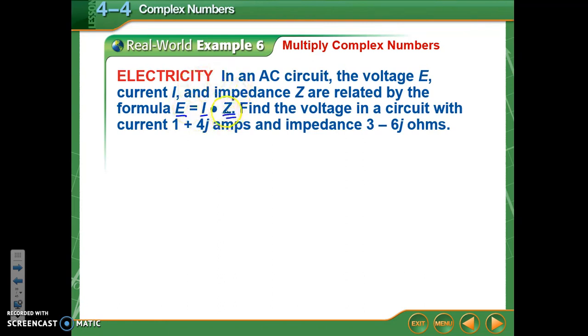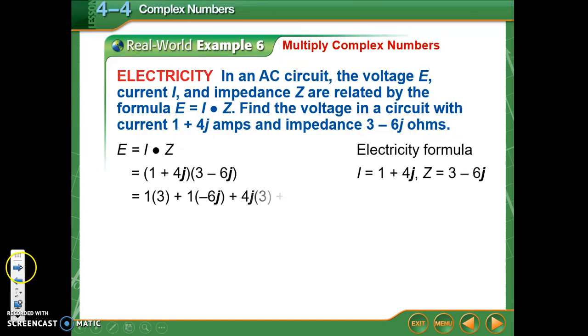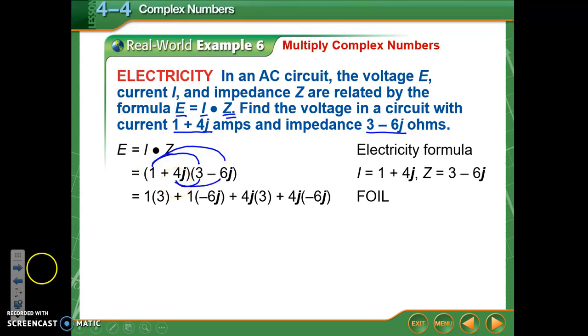Okay, so they just give me this formula. They're saying find the voltage with a current of 1 plus 4j amps, so that would be my I, and an impedance of 3 minus 6j ohms, so that would be my Z. To do this, I just have to plug into my formula and multiply. To multiply, here we just FOIL like we normally would. 1 times 3, 1 times negative 6j, 4j times 3, 4j times negative 6j. That gives me this result right here.